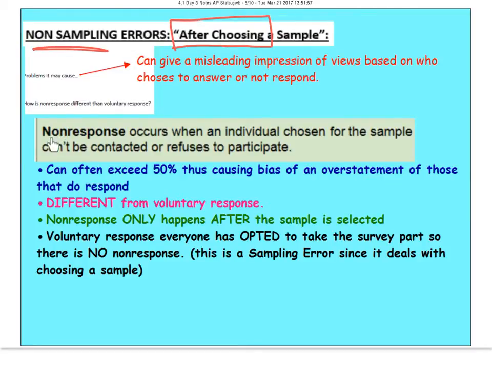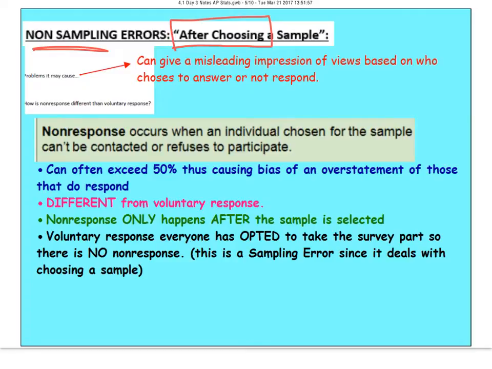Now, let's say you created a great SRS and you carry it out. Well, non-response occurs when an individual chosen for the sample can't be contacted or refuses to participate. Remember the NBA example. We're going around and we pick some people. What if I go to an individual in a seat and they refuse to answer my question? Well, that's going to give me error in the actual process of gathering my data.